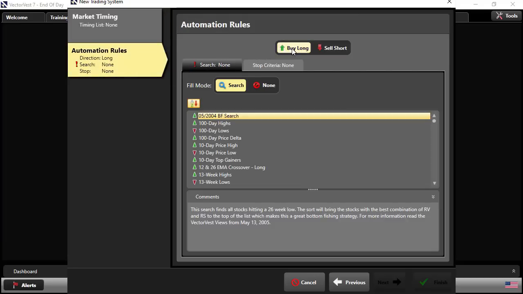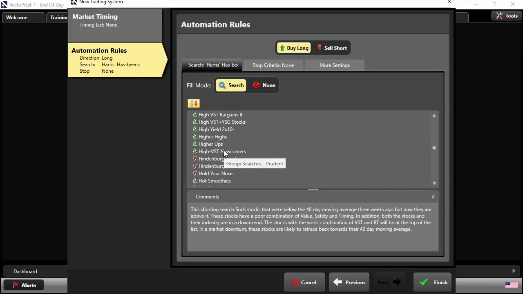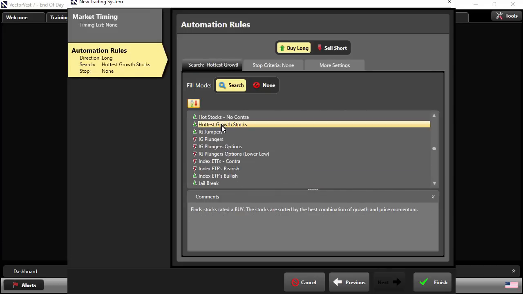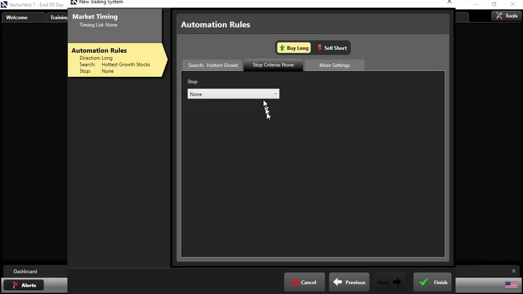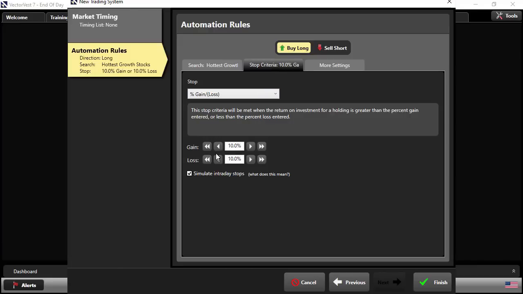So our automation rules are we're going to go long. And our first search was hottest growth stock. So let's go find it. For my stop criteria, I'm just going to start with a generic 30% gain, 10% loss. The idea being in these volatile markets, quick to capture the gains. With the fixed stops, I give the stock a little bit of room to bounce around in its volatility, but not get so far off the rails that I suffer some of those big losses we saw in our quick tests.